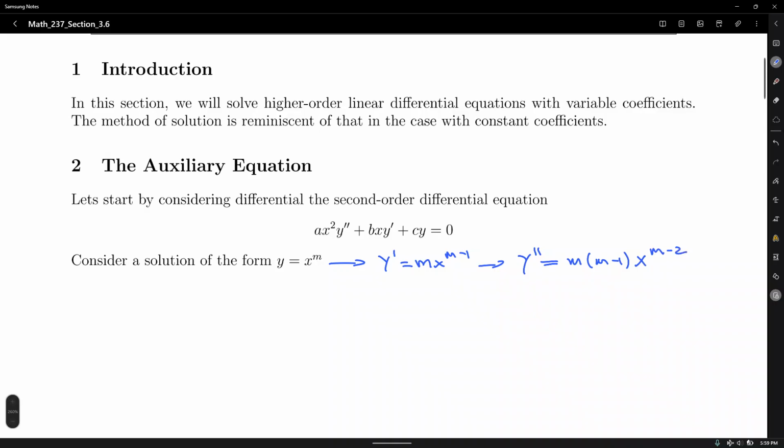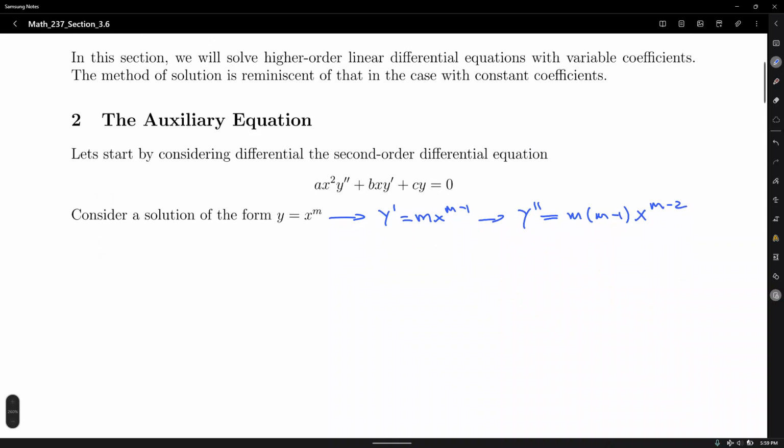So let's substitute these derivatives into the differential equation: a x squared times y double prime, which is m times m minus 1 x to the m minus 2, plus b x times the first derivative, which is m x to the m minus 1, plus c times y, which is x to the m. Let that be equal to 0. Alright, how do we simplify or solve this equation?